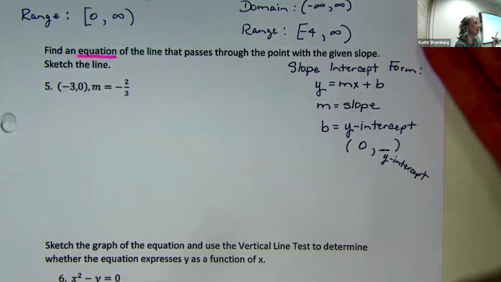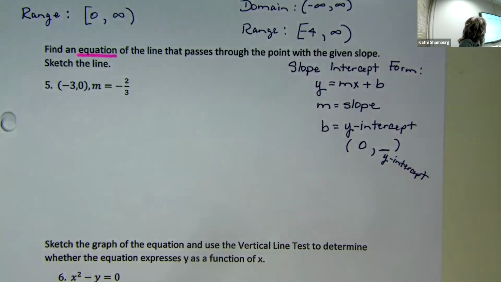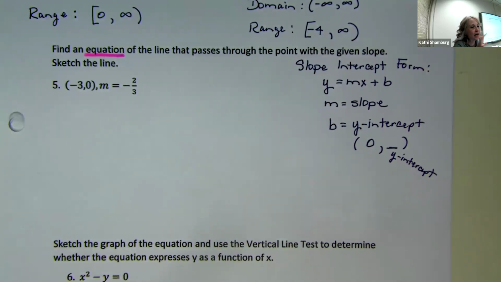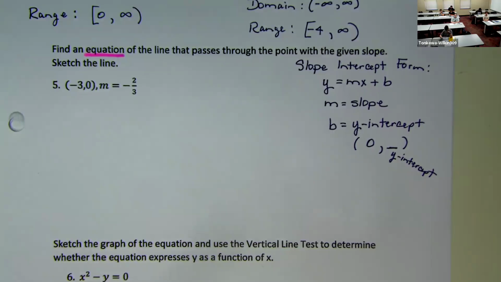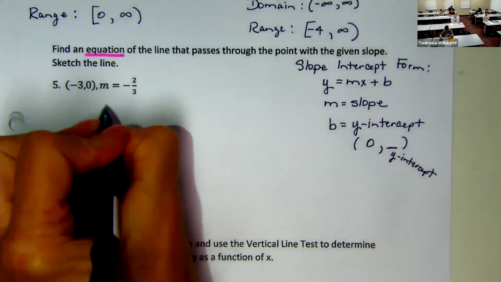There's another form that students typically don't recall quite so easily as slope-intercept form. Does anybody know what that's called? Point-slope form. Point-slope form.